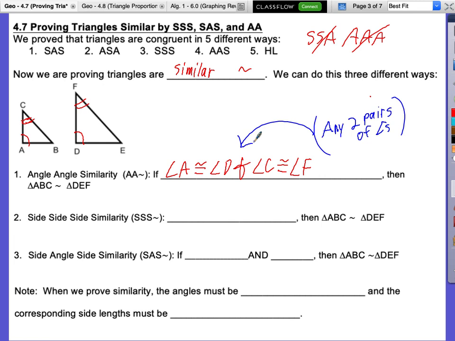Now you might be wondering, hey, Mr. Gossel, why is this not angle-angle similarity? We have 3 sets of angles. Why do we only need 2 sets? Well, good math students, thanks for asking.